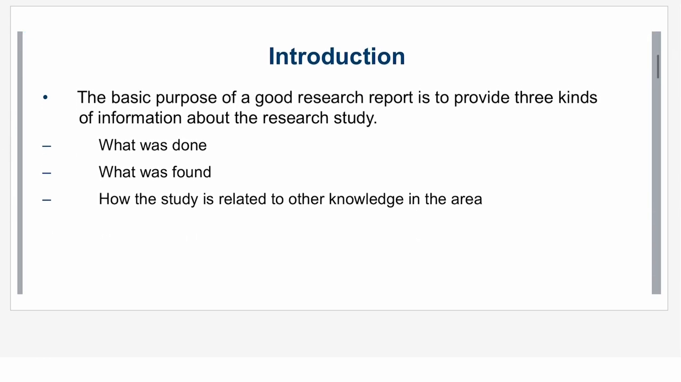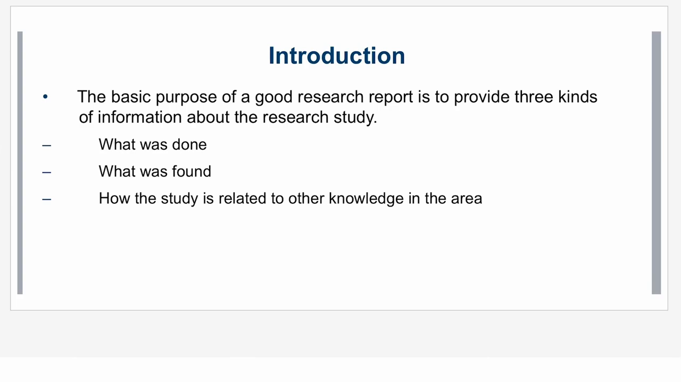So again, the basic purpose of a good research report is to provide 3 kinds of information. So these 3 things have to be in a good research report. What was done, which includes a detailed step-by-step process of the research process, of what happened, what you did, and why, and then what was found, which includes an objective description of the outcome, and that's going to include the measurements and the statistical summary and interpretation of those statistics and of those results.